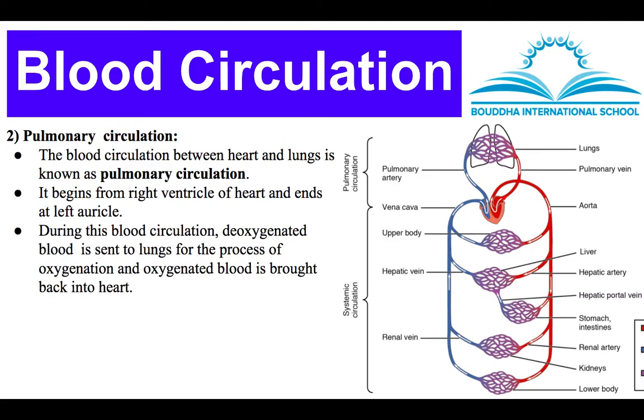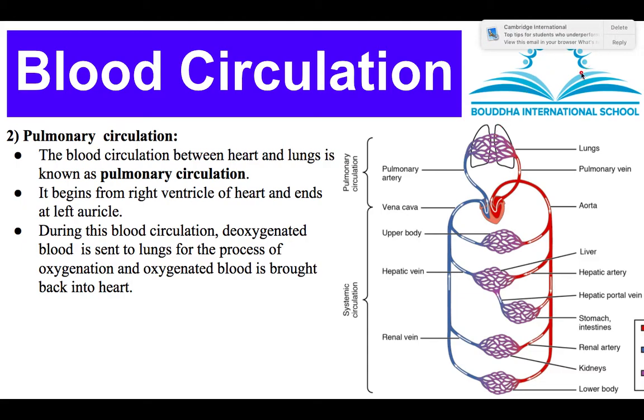And here only one process takes place, that is oxygenation of blood, because it is beginning from right ventricle. The right part of the heart is responsible for impure blood. So whatever impure blood we have has gone to the lungs, where the blood is purified, and the pure blood is collected back into left auricle. That's why here only one process happens, that is oxygenation of blood.